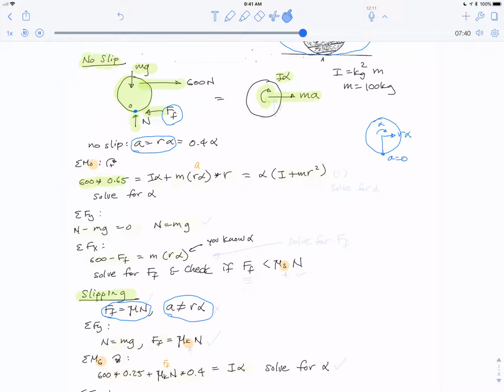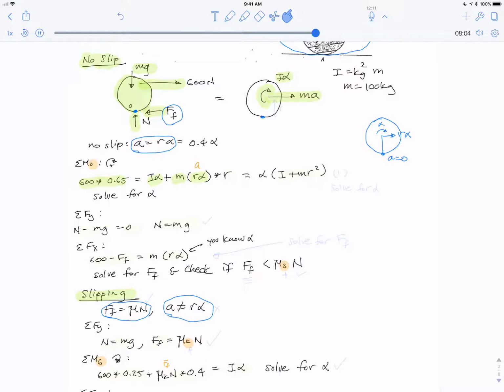That's the moment about the bottom of the left-hand side. And the moment about the bottom of the right-hand side, so we're going to take moments about this bottom point right there, is I alpha. That's just a moment, right? So I alpha. And then it'll be m times a, but we just said that a is r alpha.